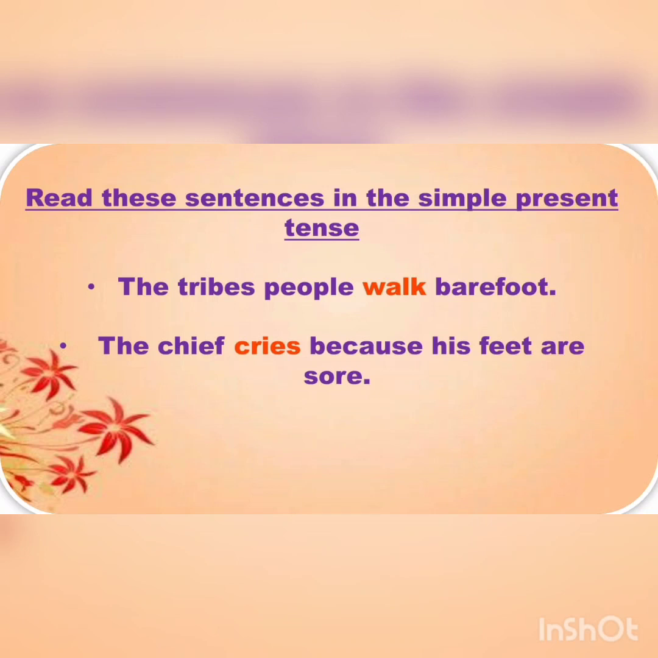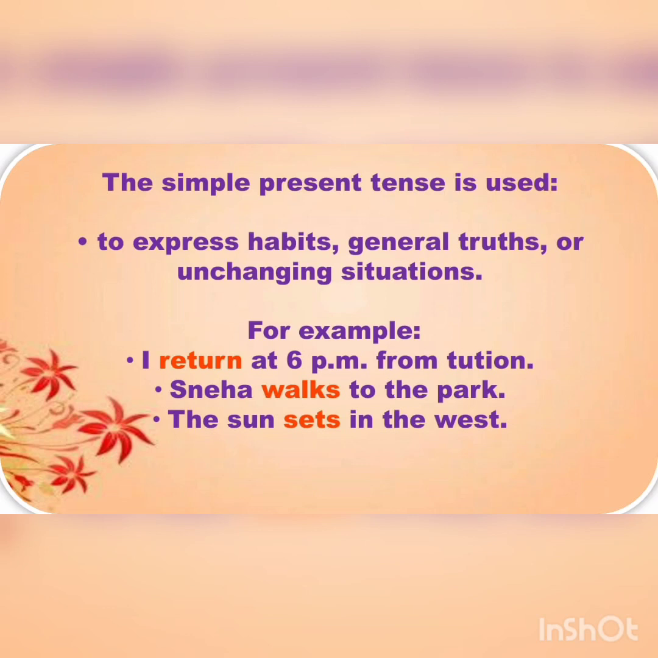So we use simple present tense in three forms. Let us see the first one. The simple present tense is used to express habits, general truths or unchanging situations. For example, I return at 6 p.m. from tuition. Next sentence, Sneha walks to the park. And the last one, the sun sets in the west.